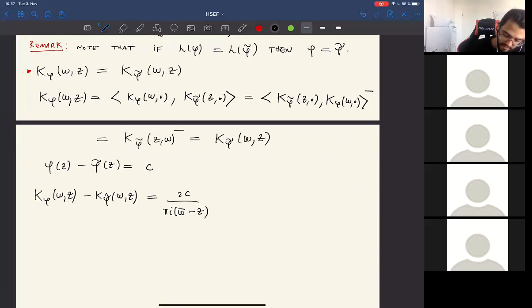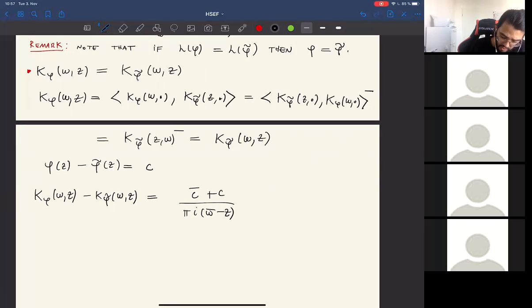Is this 0? Let me do this carefully. So this would be phi w bar plus phi z. Oh no, yes, but then it will be a difference. Yes, but there is a bar as well there. So that actually would be something like c bar plus c divided by pi I w bar minus z.